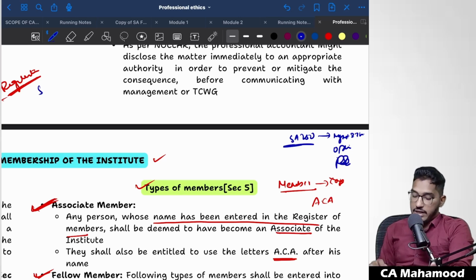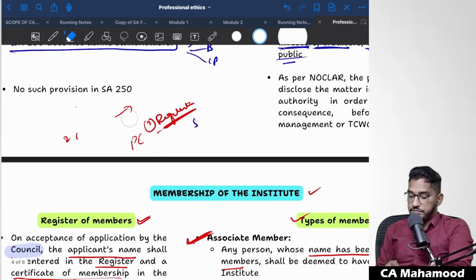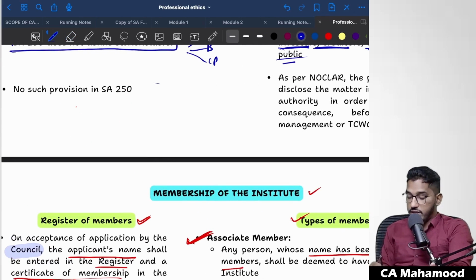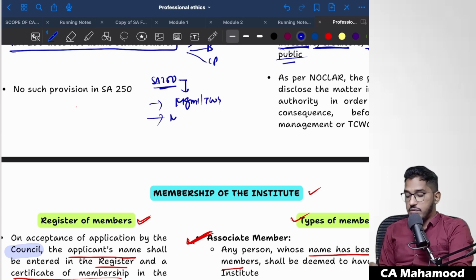In SA 250, they have told, so once again let me write it here. In SA 250, they say that finally, after performing audit procedures, if you have identified any non-compliances, first you have to communicate the matter with management or those charged with governance. After that, you have to consider modifying the opinion. After that, if felt appropriate, you have to communicate with the regulatory authorities also. So first you have to communicate with management and those charged with governance. Then if required, you have to communicate with the regulatory authorities.